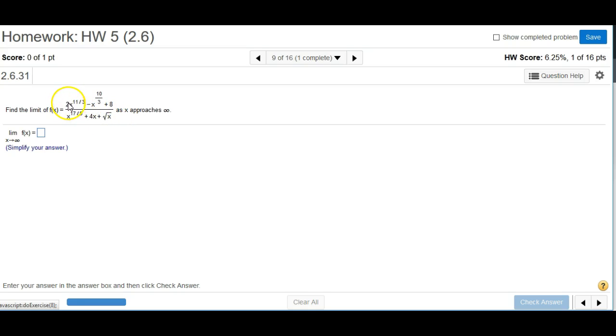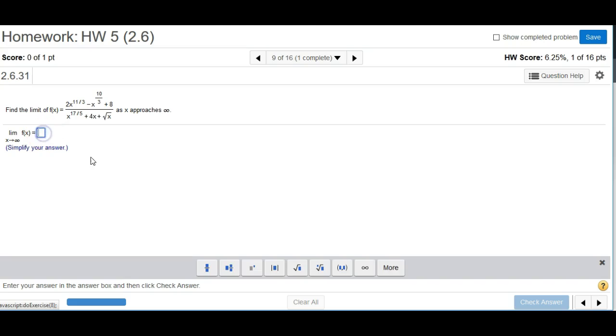So basically I end up with 2, positive 2, and then all the rest of the terms are 0. So 2 divided by 0, that is going to positive infinity, right? As x approaches infinity, 2 divided by something that's going towards 0 is going to positive infinity. So this guy would be infinity.